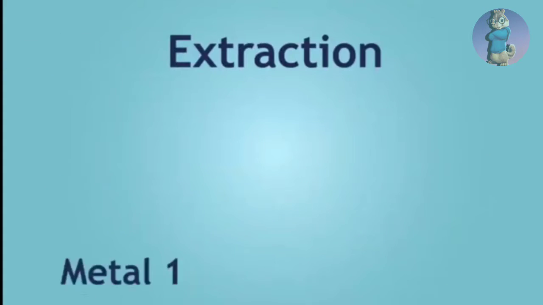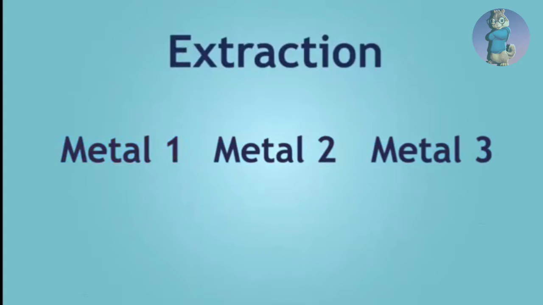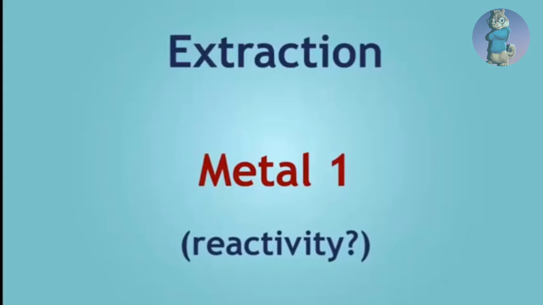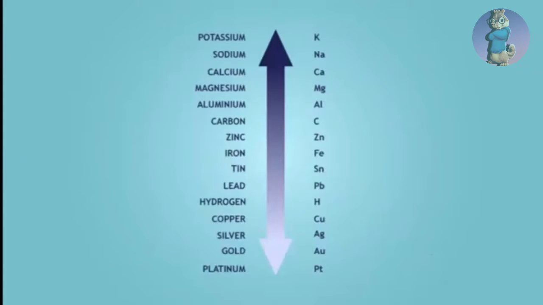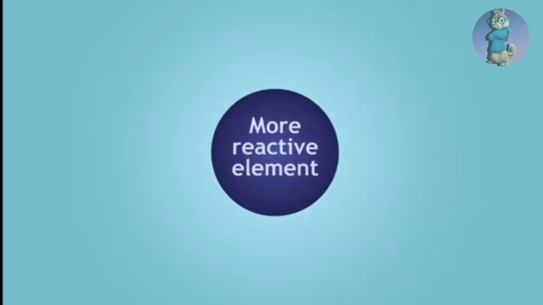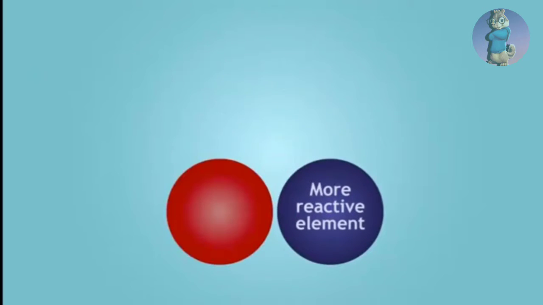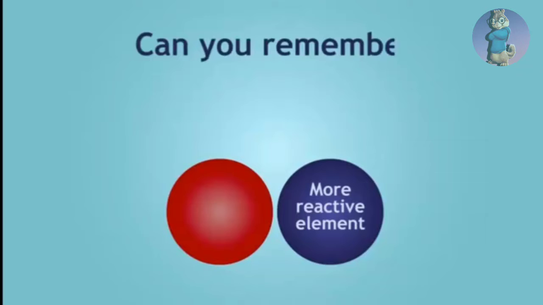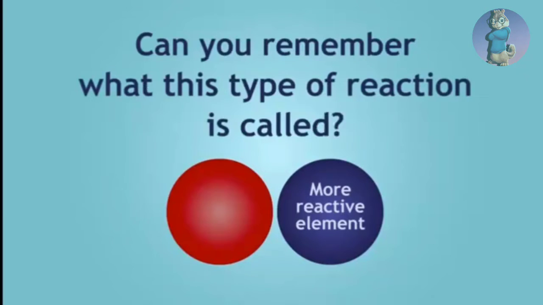Now, before we can extract a selected metal, we must first consider its reactivity by looking at this reactivity table. The most reactive metals are at the top of the series, and the least reactive at the bottom of the series. Although carbon and hydrogen are not metals, they are still included in the table for comparison purposes. A more reactive element can displace a less reactive element in a compound. Can you remember what this type of reaction is called?